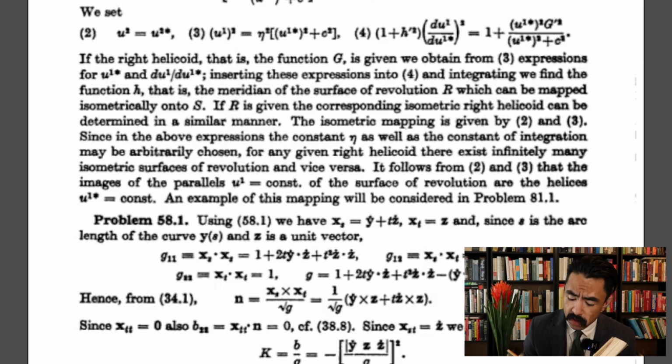Since in the above expressions the constant nu, as well as the constant of integration, may be arbitrarily chosen, for any given right helicoid there exist infinitely many isometric surfaces of revolution and vice versa. It follows from expressions 2 and 3 that the images of the parallels where u1 is equal to a constant of the surface of revolution are the helices where u1 star is equal to a constant. An example of this mapping will be considered in problem 81.1.